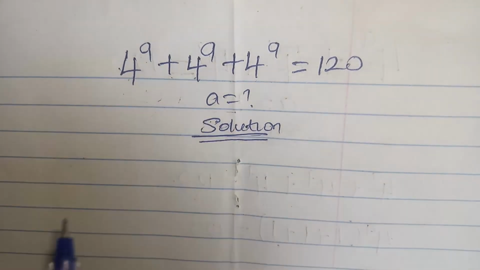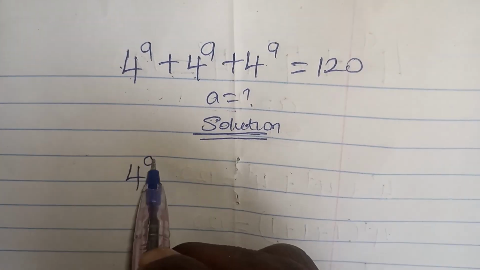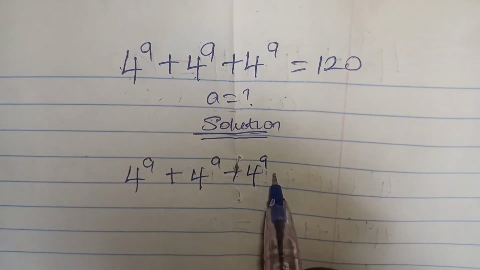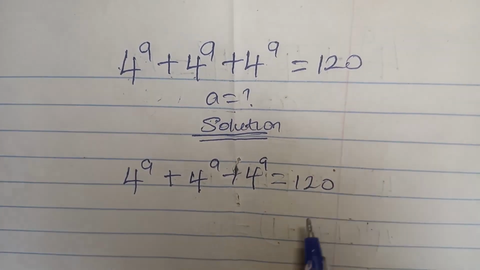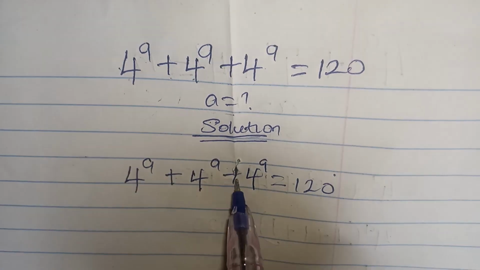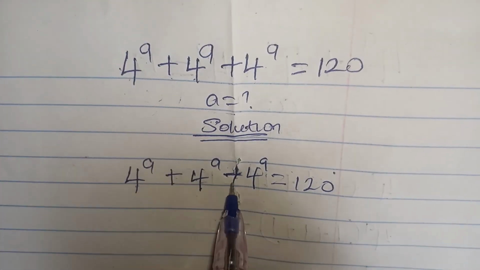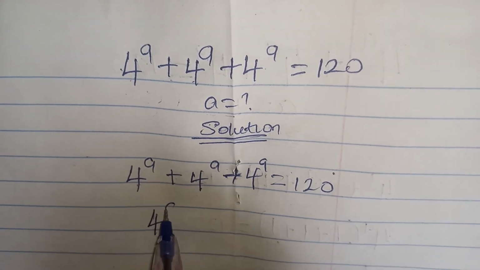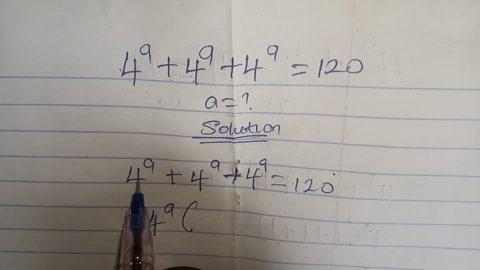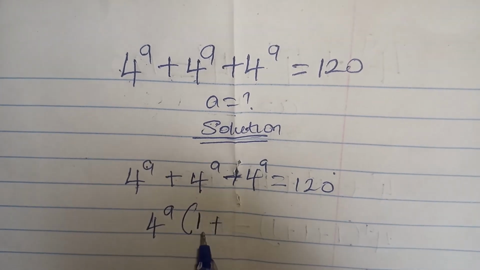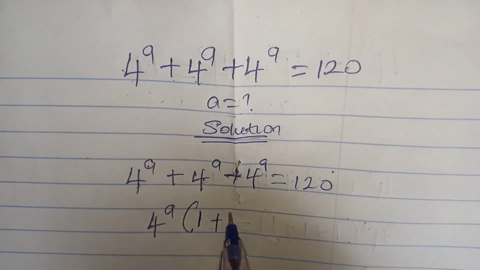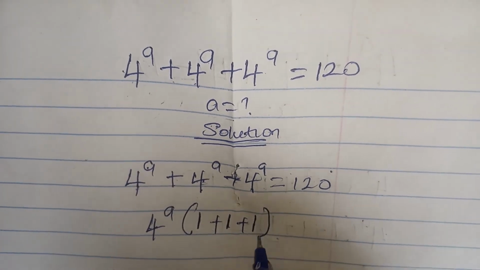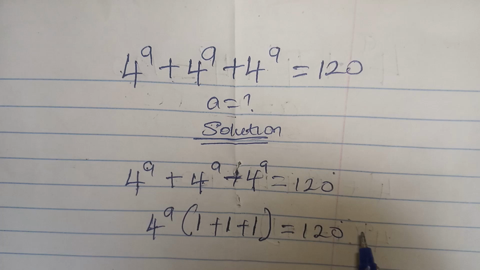Okay, I'll write the question, which is 4 to the power of a plus 4 to the power of a plus 4 to the power of a equals 120. We can see here that 4 to the power of a is common, so we can easily factor out 4 to the power of a. This is 4 to the power of a, open bracket, 4 to the power of a divided by 4 to the power of a, we are having 1, plus 1, plus 1, close the bracket, equals 120.